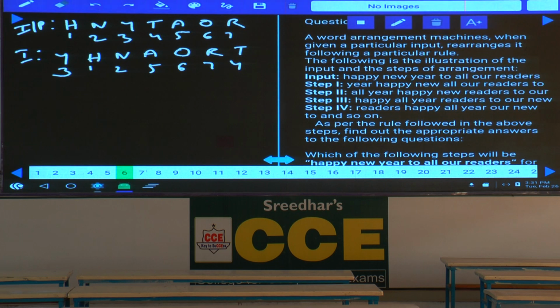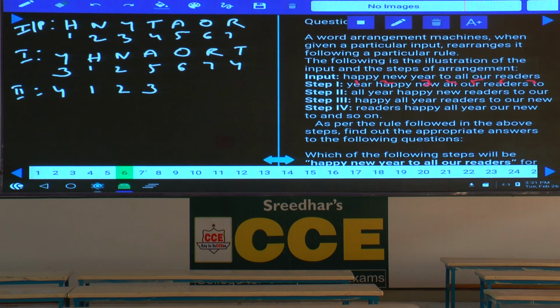Now if you take this as step 1, give the numbering 1, 2, 3, 4, 5, 6, 7. If you take this as the numbering, then which word is coming to the first place? All. What is the number of this all? All is 4. And since step 2, the order is 4. Next one, 1. Next one is what? 2. Next, 3. Are you following this one or not?